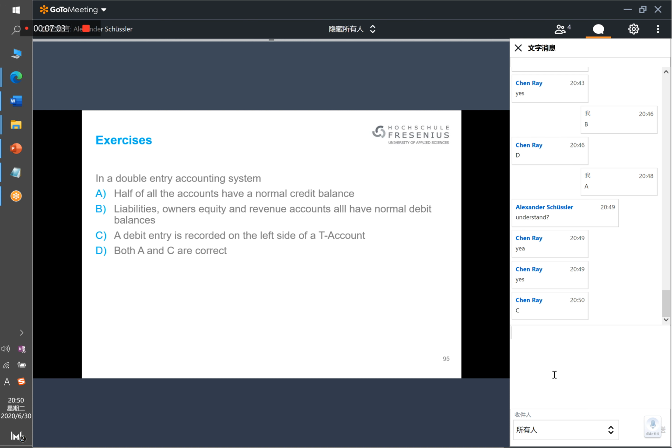C is correct. A debit entry is recorded on the left side of a T account. Very good, Chenray. Half of all the accounts have a normal credit balance? No, that's not necessarily true. It could be true, but it is not necessarily true. Liabilities, owner's equity, and revenue accounts all have a normal debit balance? That's wrong, because they have credit balances. Liabilities, credit; owner's equity, credit; revenues, also credit. So C is the correct answer.